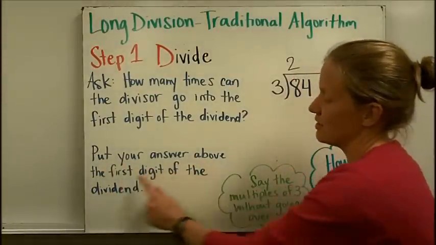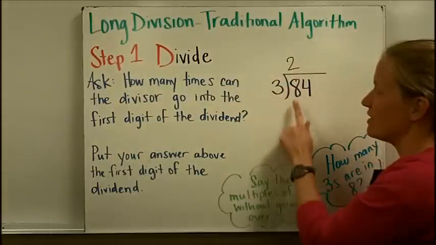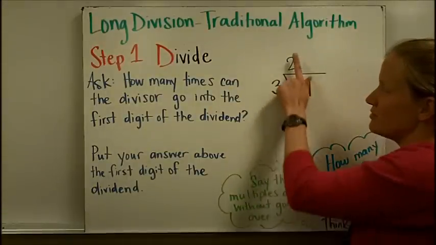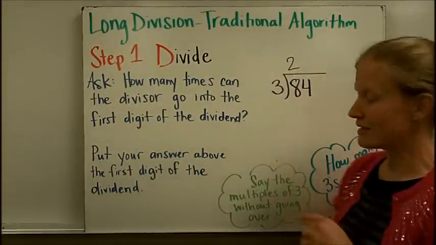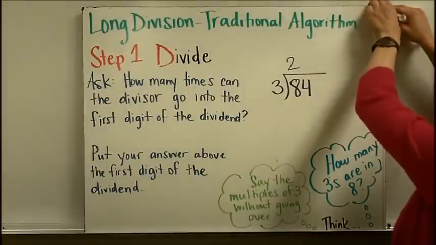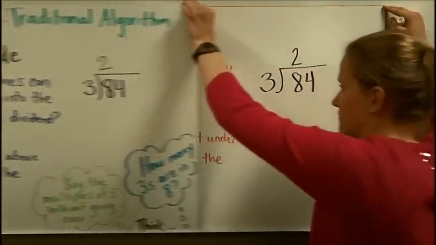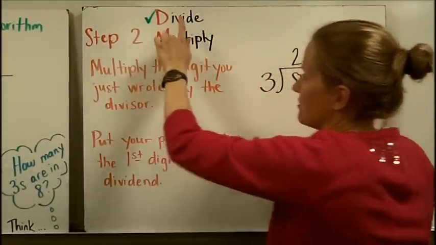And I put my answer above the first digit of the dividend. I divided it into 8, so that 2 needs to go right over top of the 8. That's going to be important. Alright, so I already divided.